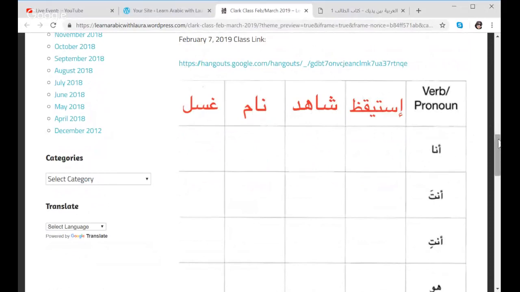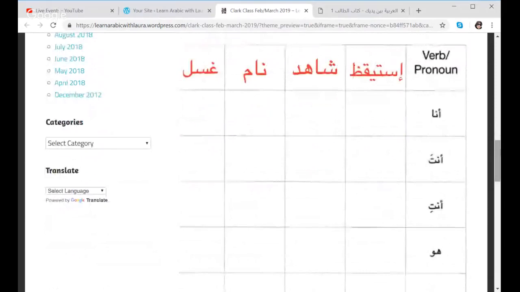Okay, we're going to go ahead and get started. We're going to get started with some conjugations. So we'll start with the verb istegida. Who can tell me what istegida means? That sounds familiar, we've had it. To look at? No, not to look at. A go-to? No. Or wake up? Wake up. Very good. Wake up.